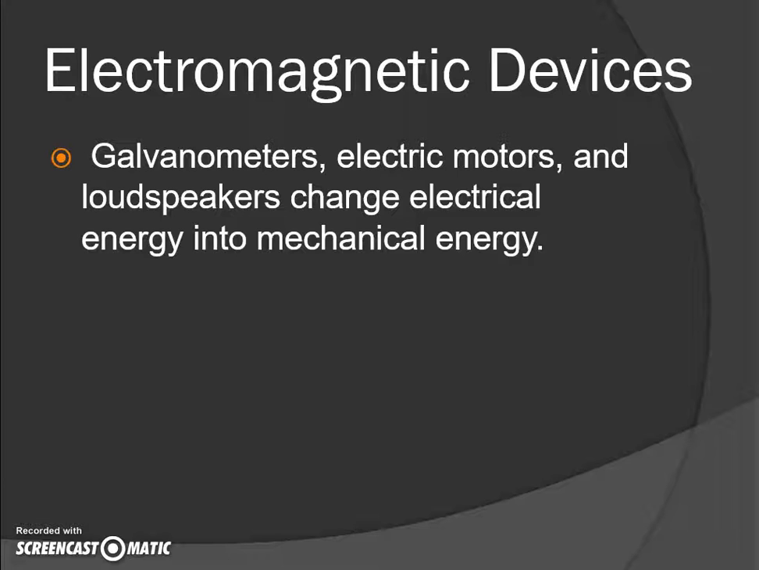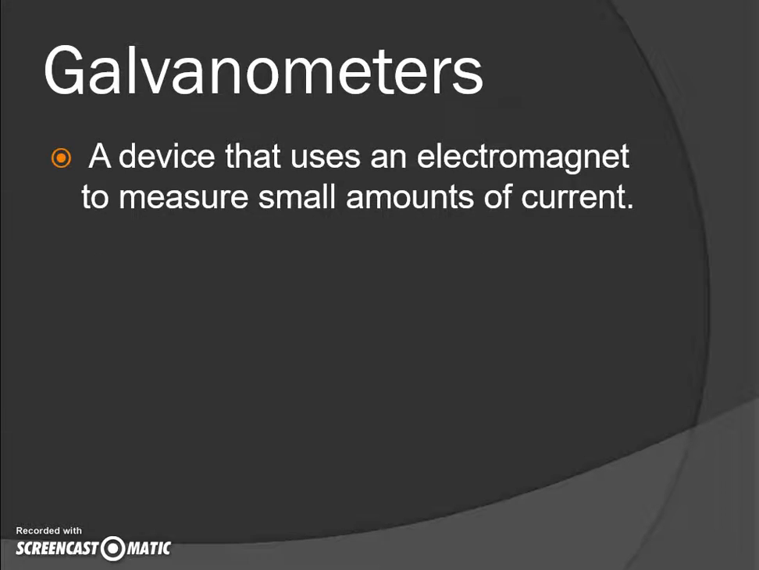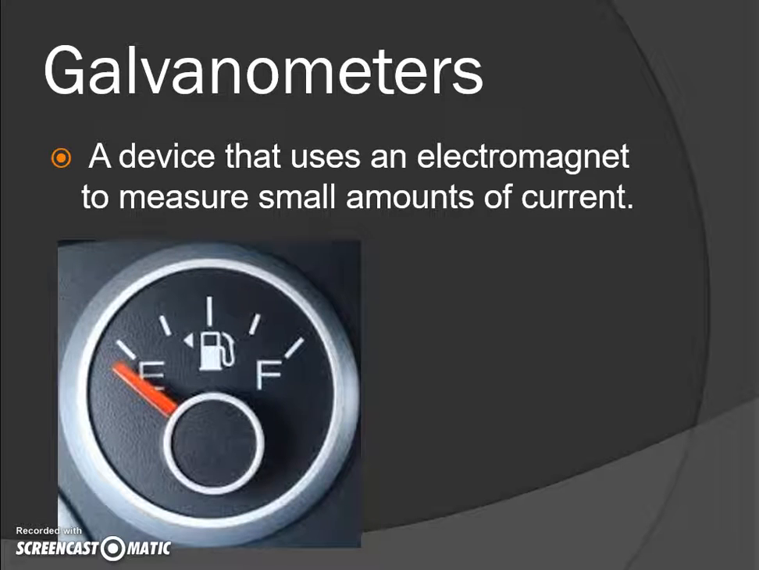So hair dryers, those have electromagnets. Doorbells, telephones, those all have electromagnets. A galvanometer is one that uses an electromagnet to measure small amounts of current. So think about your fuel gauge in your vehicle. That's a galvanometer. It's measuring how much fuel is flowing past a certain point in a given time. So what the sensor is telling you is how much fuel you have left in your tank. So the needle will move based on that electromagnet.